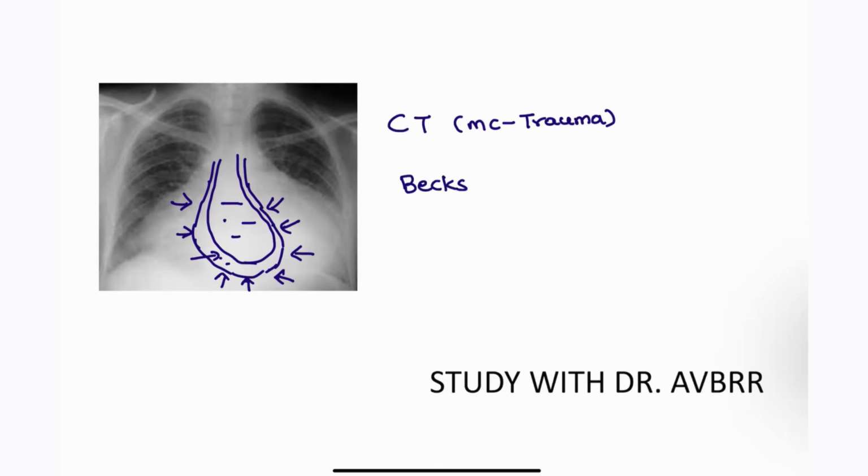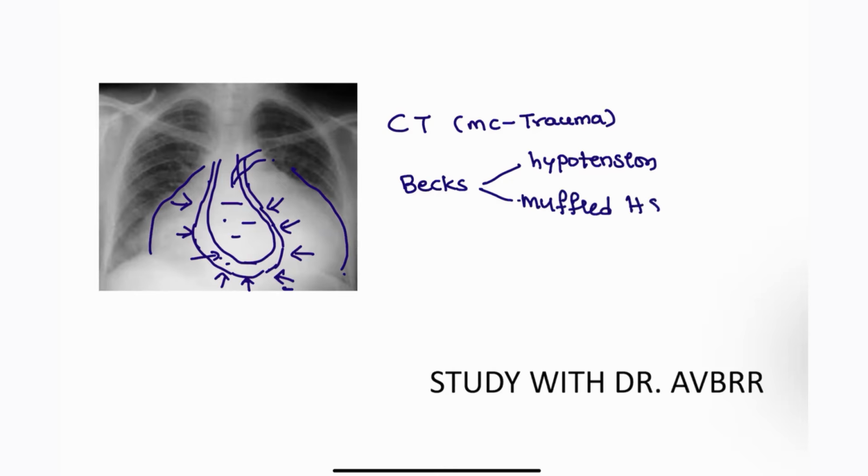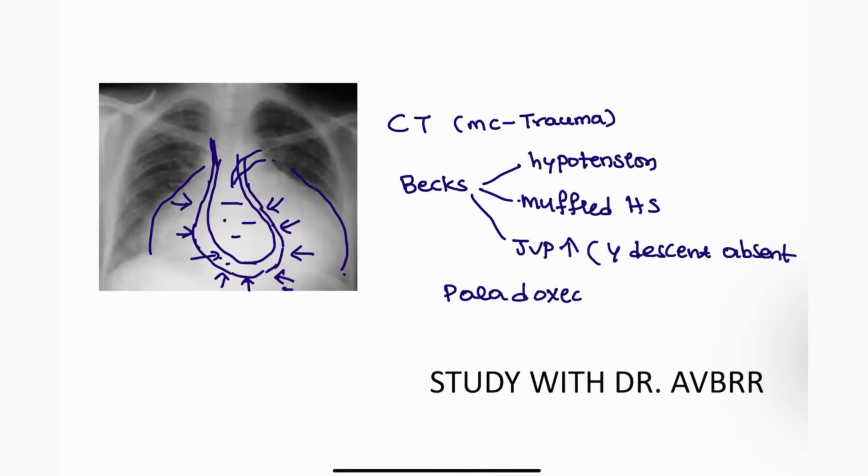What is meant by Beck's triad? The patient will experience hypotension, because of this pressure the aorta cannot be filled. So hypotension. And heart sounds, you cannot hear them because of the swelling, so muffled heart sounds will be seen, and JVP will be raised. Along with that, as I said, guys, the Y descent will be absent, and a paradoxical pulse will also be seen in this patient. This is the cardiac tamponade.